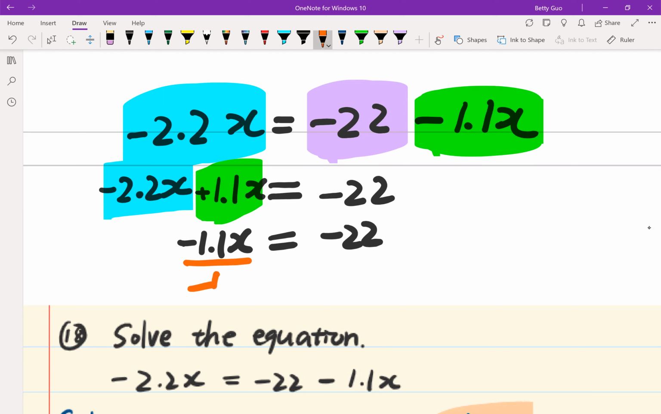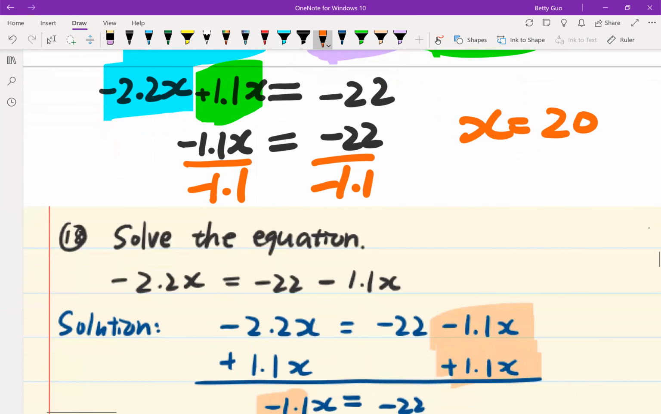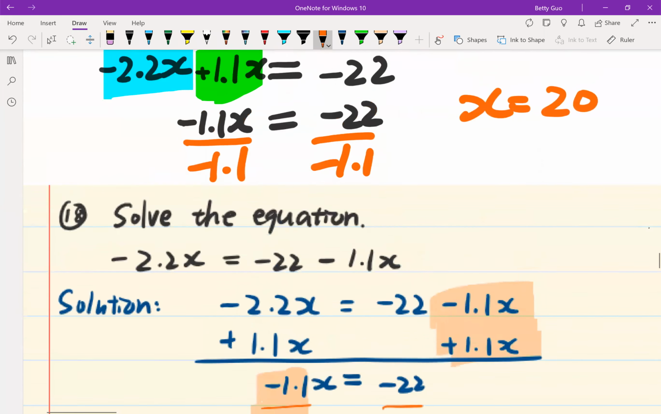Divide both sides by negative 1.1, right? And what is x equal to? Positive 20, right? Yeah. Make sure you have the same thing, everybody.